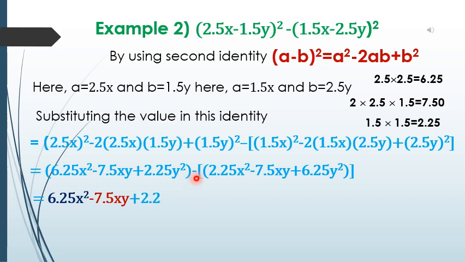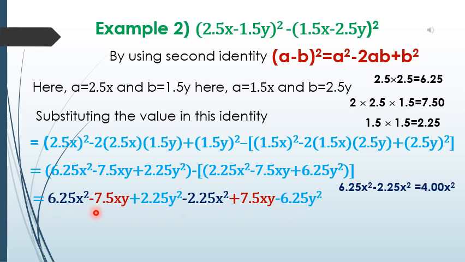We will open the brackets, that is 6.25x² - 7.5xy + 2.25y². Here minus 2.25x², minus into minus plus 7.5xy, minus 6.25y². Now we have to add the like terms, that is 6.25x² - 2.25x² becomes 4x², and here -7.5xy and +7.5xy are cancelled, and +2.25y² - 6.25y² becomes -4y². So 4x² - 4y² is our final answer. Is it clear? I hope so.